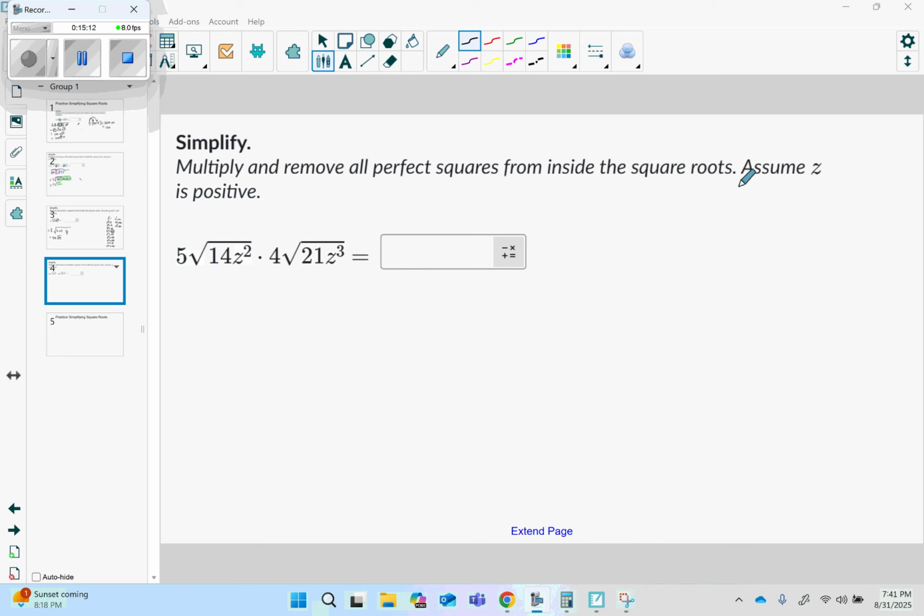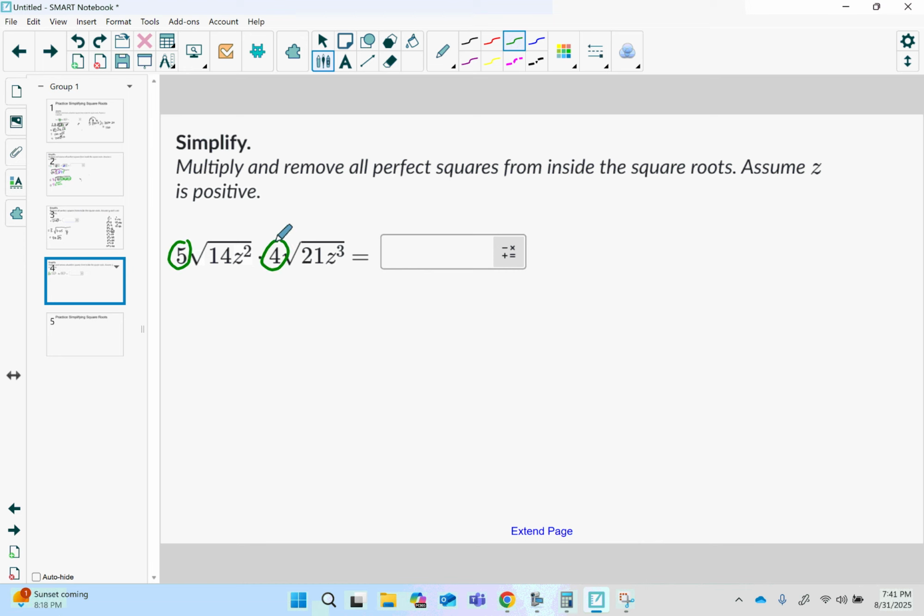Here we go. This one looks pretty fun, right? It's definitely going to be fun because it's got a lot of stuff going on there. So let's begin by taking the things that are already outside of the radicals and combining those. 5 times 4 is 20. So that's just going to simplify everything for us.